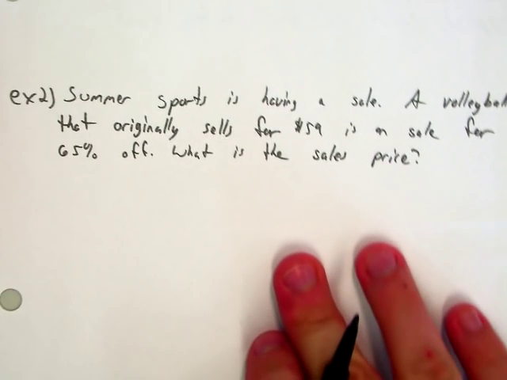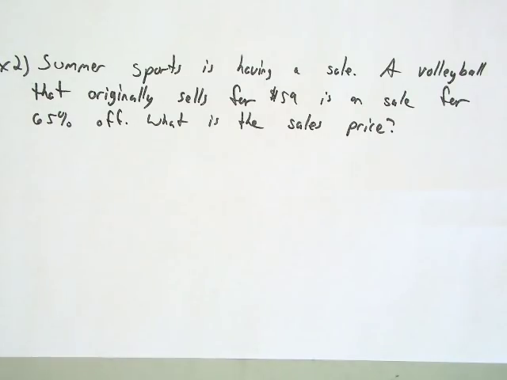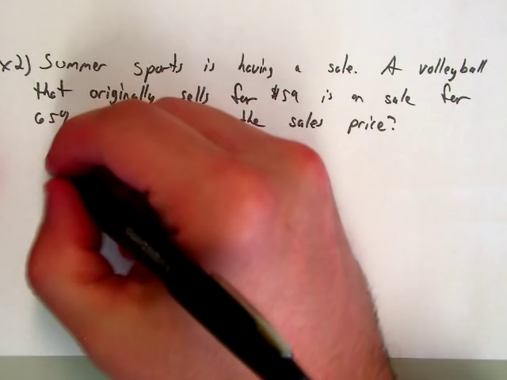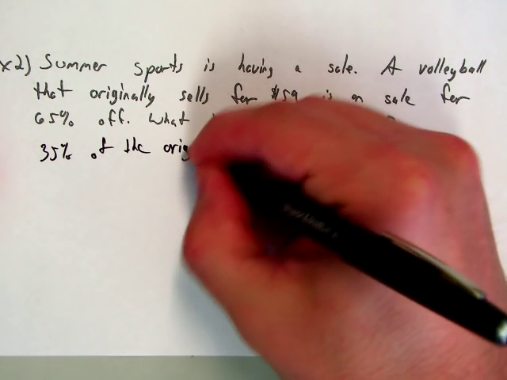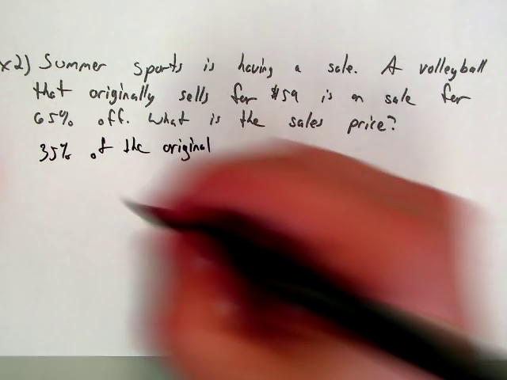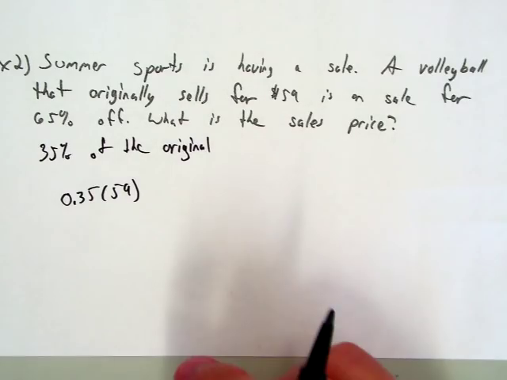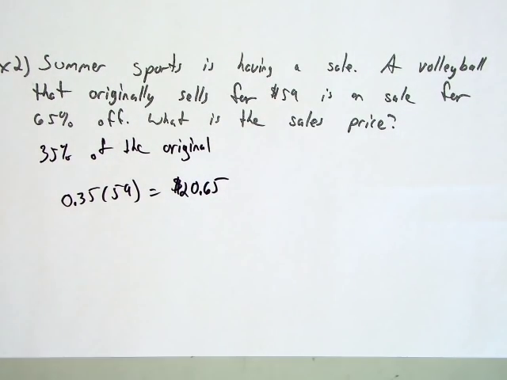Let's look at example 2. Summer Sports is having a sale. A volleyball that originally sells for $59 is on sale for 65% off. What's the sales price? So again, very similar to above. We can see that 65% off really means that it's 35% of the original. So we can do 0.35 times the original cost, which was $59. We would see that the sales price would be $20.65.